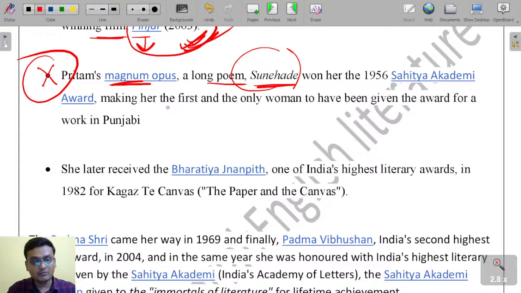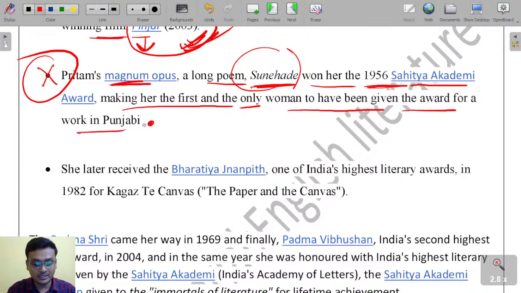So Pritam's magnum opus, a long poem, Sunehade, won her the 1956 Sahitya Academy Award, making her the first and the only woman to have been given the award for work in Punjabi. So here you see, she received the Sahitya Academy Award for her magnum opus work called Sunehade, making her the first and the only woman to have been given the award for a work in Punjabi.